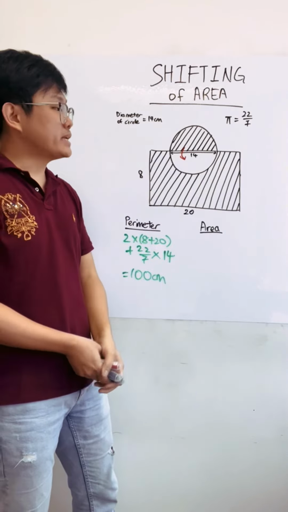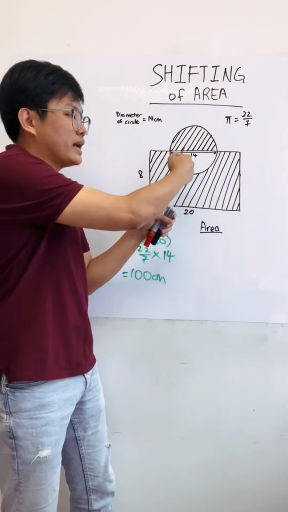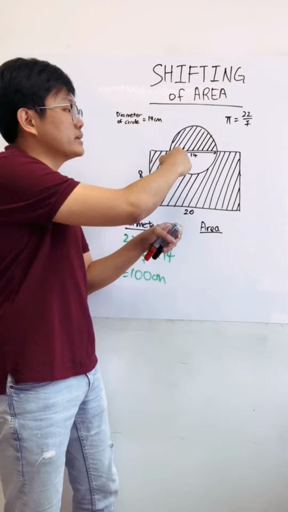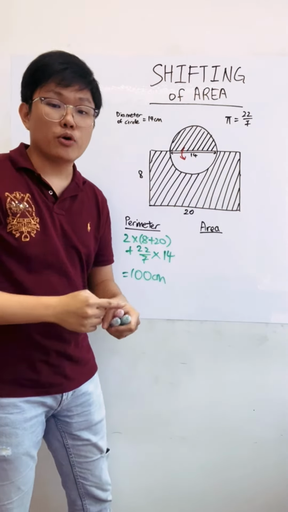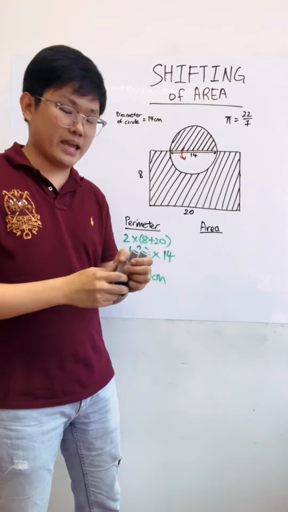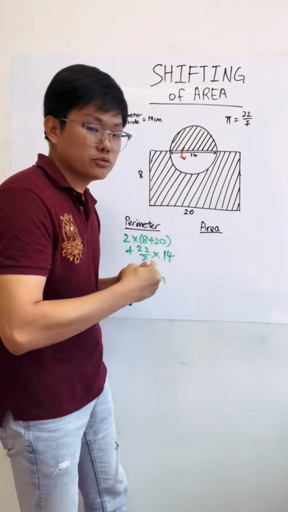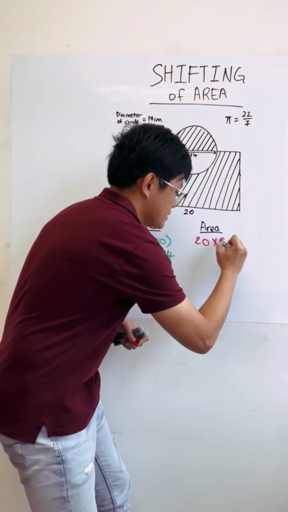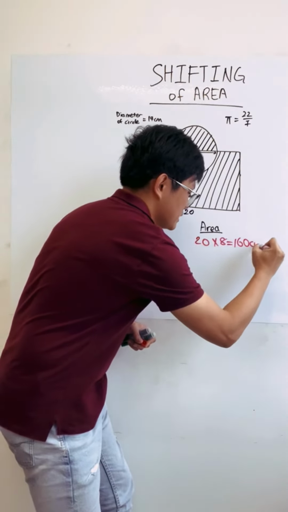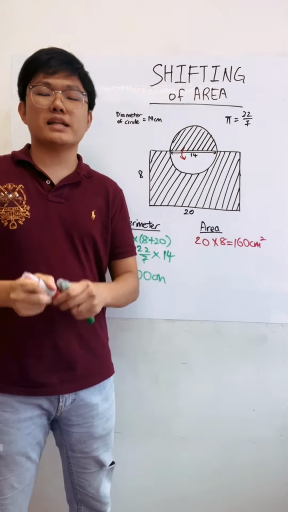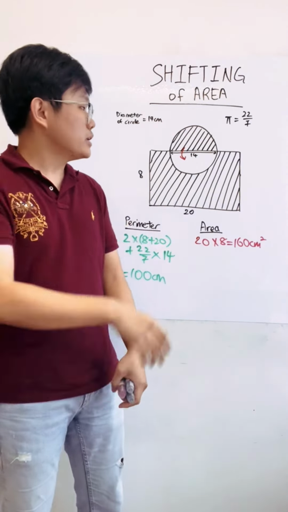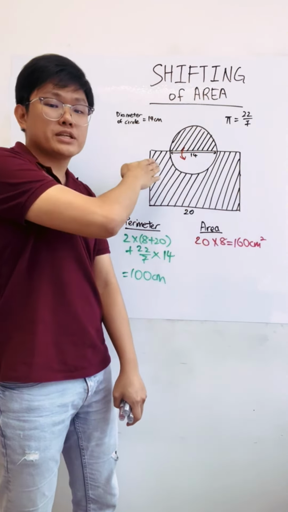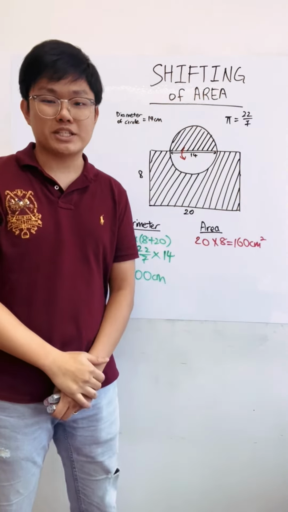Okay, rather than actually taking the rectangle, subtracting an unshaded semicircle, then adding another semicircle at the top, we are simply only calculating one thing, which is the area of the rectangle. So all we need to do is just take 20 times 8, 160 cm squared. And just like that, using shifting of areas and trying to look at the components of the figures, combine them together, it makes it so much easier to solve our question.